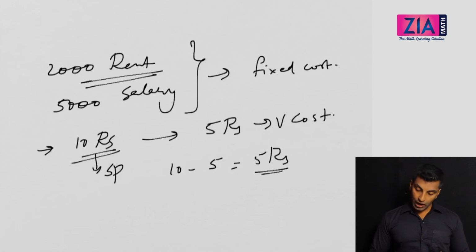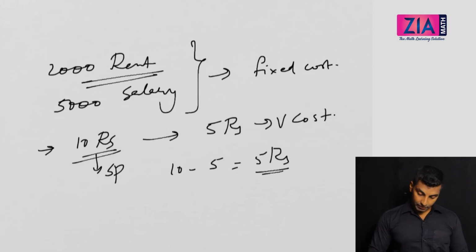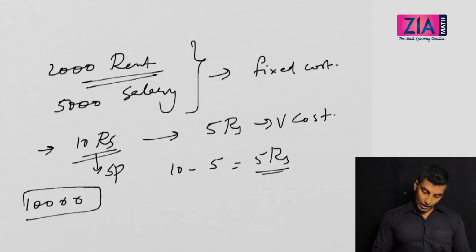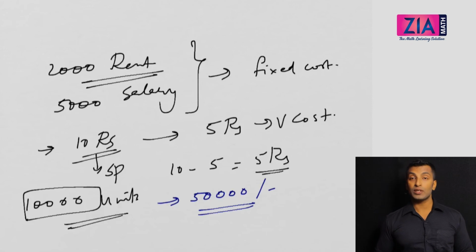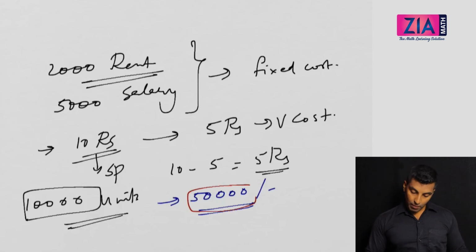Now let's suppose you sold 10,000 units of this item, the sweet. So what is the margin? If you ask me, that is 50,000. So 50,000 is the margin that you have now. Now what you need to do is work out the profit: 50,000 minus this fixed cost, that is 7,000, so 43,000 is the profit.